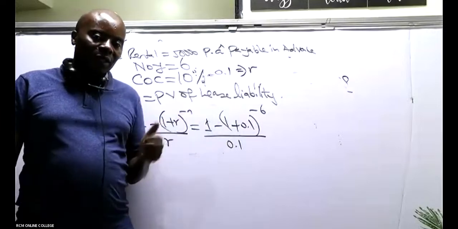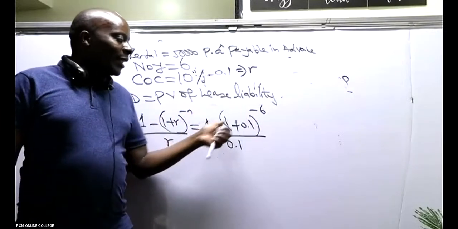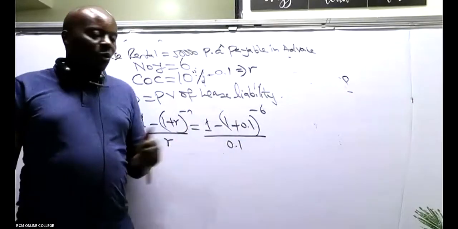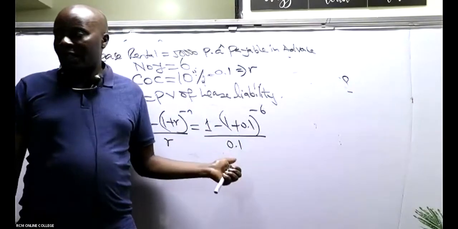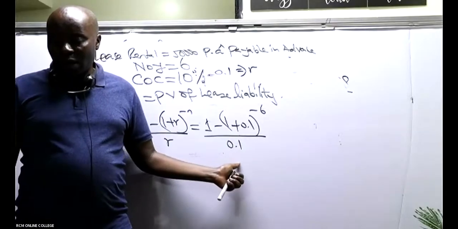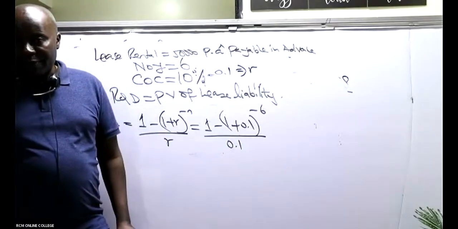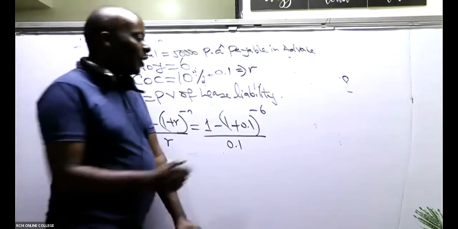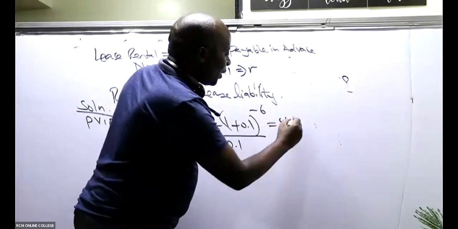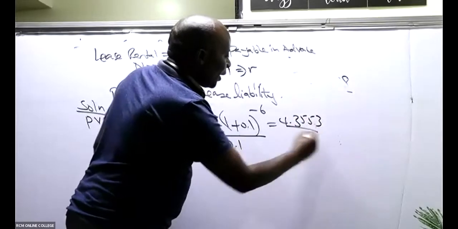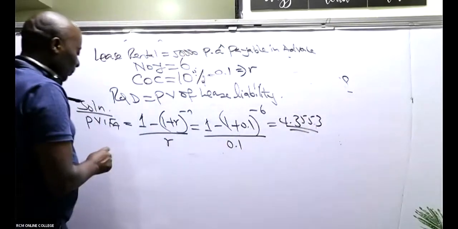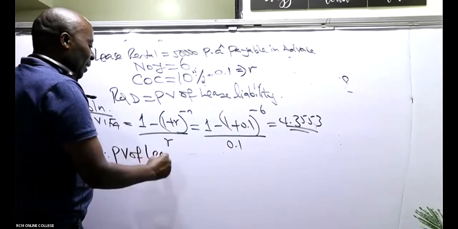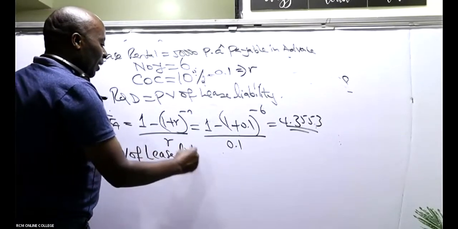So you raise first, and then you say 1 minus the answer. Then you say equals. After you say equals, you come and say divided by what here? 0.1. What are we getting, somebody here? We are getting 4.3553.